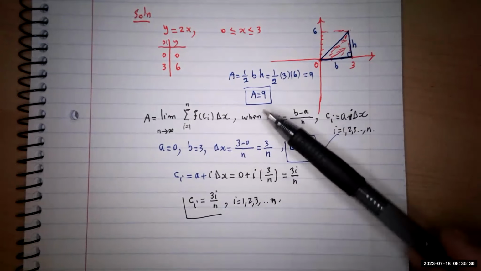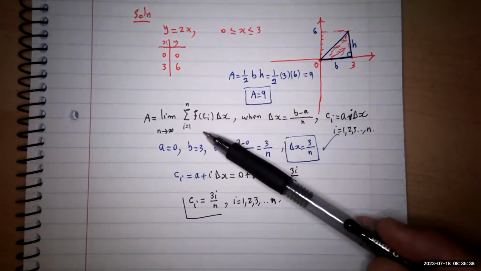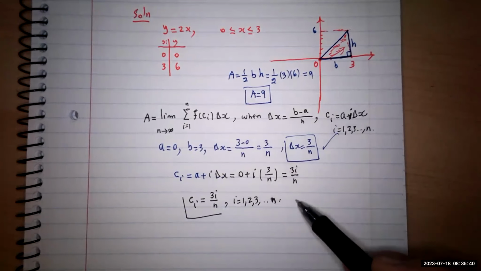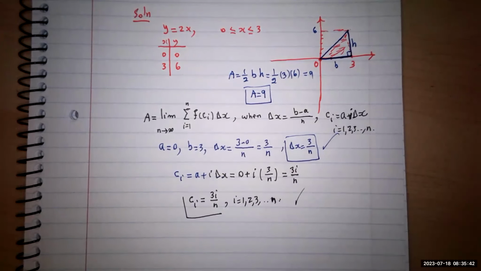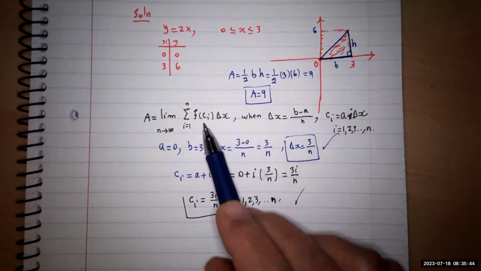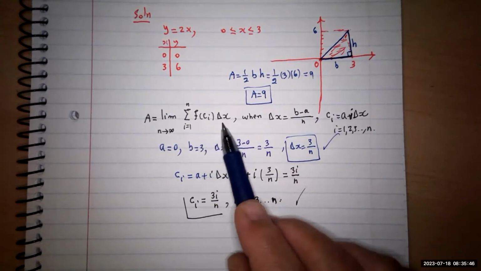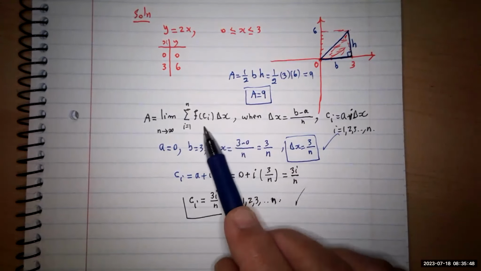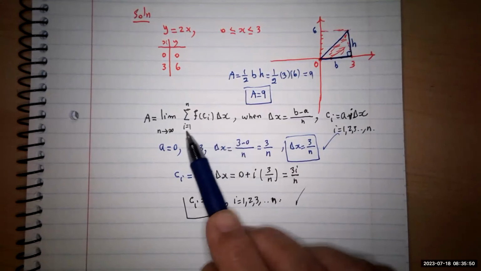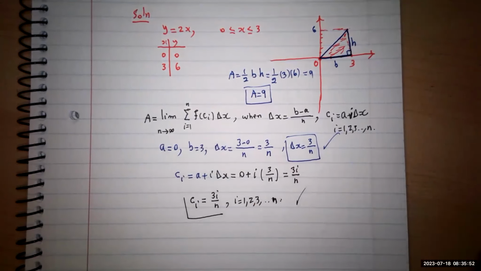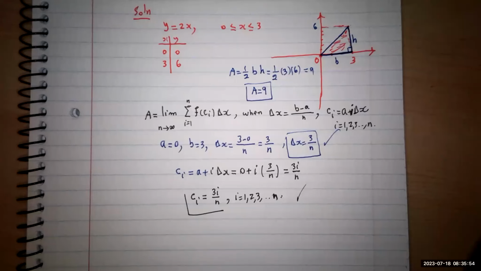So we are here. Now we got the delta x, we got the ci. That's the second step. The third step is finding f of ci. I'm going to find the area of one rectangle. Then when I find the area of each rectangle, I add them together, and we get the total area. So we are going to continue getting what is f of ci.